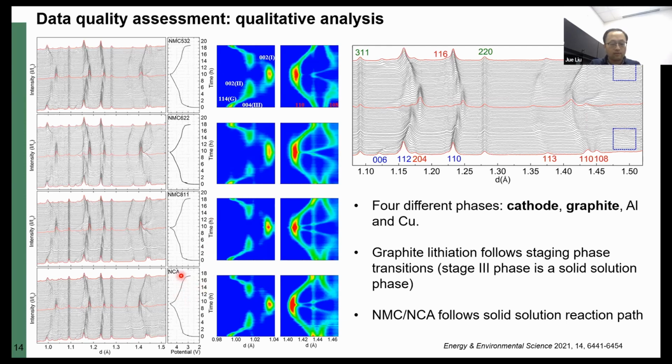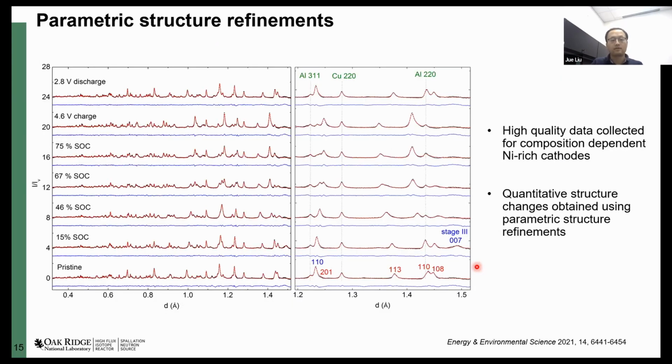So as you can see here, we put 4 different compositions in a full cell configuration, and this is the in situ diffraction data. It's very high quality data, so we can monitor both the graphite structure changes and also the cathode structure changes. So qualitatively, this allows us to monitor the structure changes. And the most important question is, can we do a quantitative structure refinement?